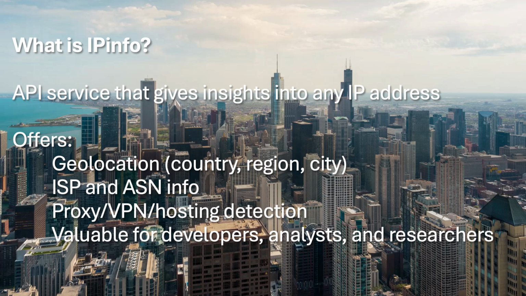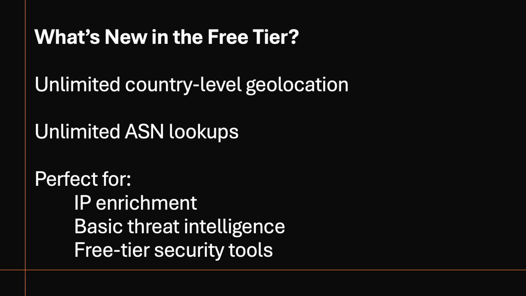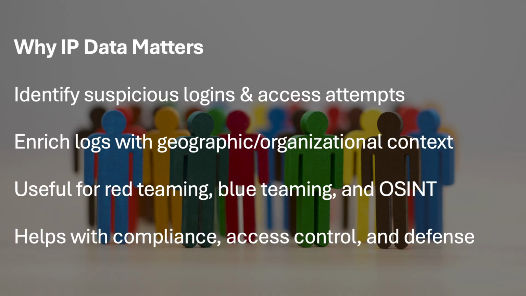It's an API service that lets you pull details about any IP address. Stuff like the country it's from, the organization behind it, its ASN, and even if it belongs to a VPN or hosting provider. Basically, IPinfo turns a boring IP address into rich and usable context. Now, here's the best part. They recently launched a free tier that gives you unlimited queries for country level geolocation and ASN data. That's huge. You can enrich your log data, power threat intel, and even make automated decisions based on IP metadata.